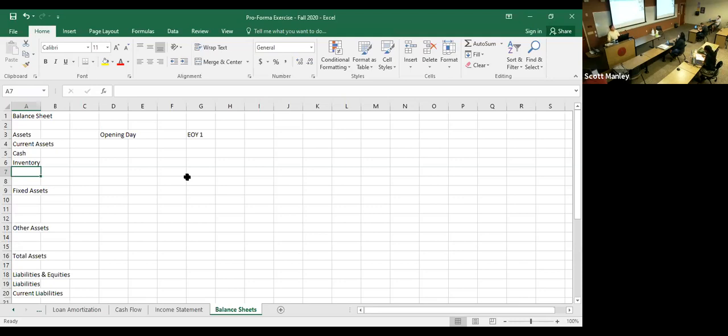Those are the three most common. You may sometimes see cash and marketable securities, but don't worry about that. Those are the only two current assets I have, so I want to do total current assets. What are fixed assets?